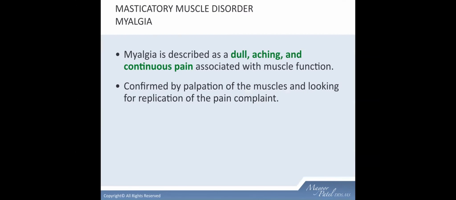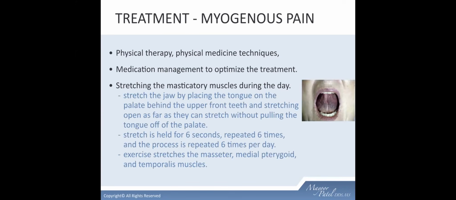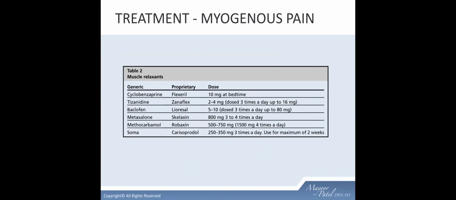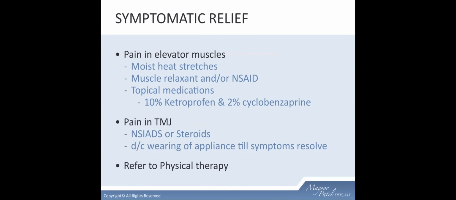That's myalgia. The descriptive terms that patients use many times are a dull, aching pain, continuous in nature, and it's basically confirmed by doing your examination. Treatment for it would be physical medicine, moist heat applications, passive stretching with moist heat. You could use medications such as muscle relaxants, but there again, short-term use, not long-term use. All right, symptomatic relief, there again, moist heat, muscle relaxants, in some cases NSAIDs.